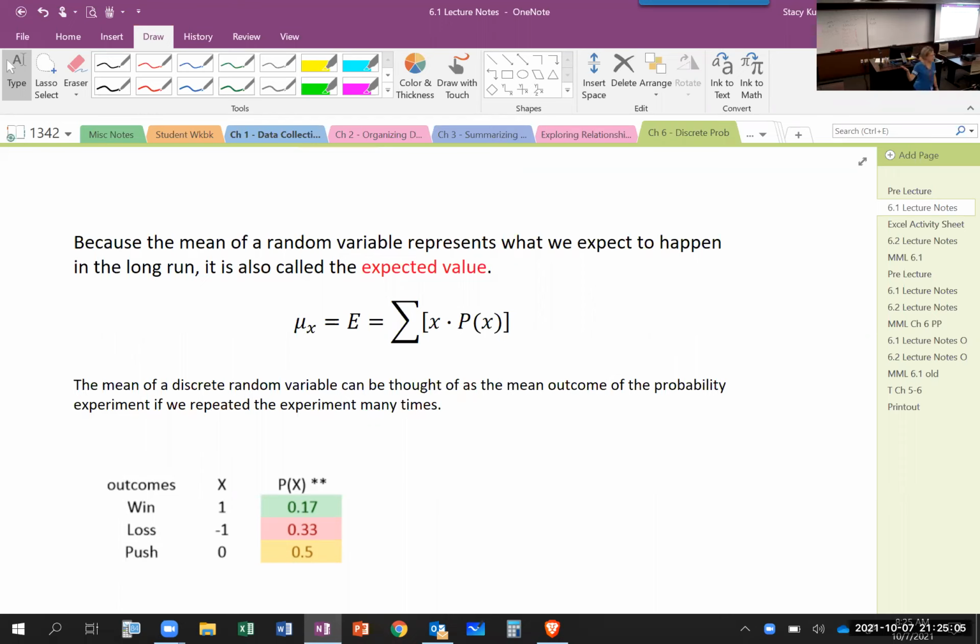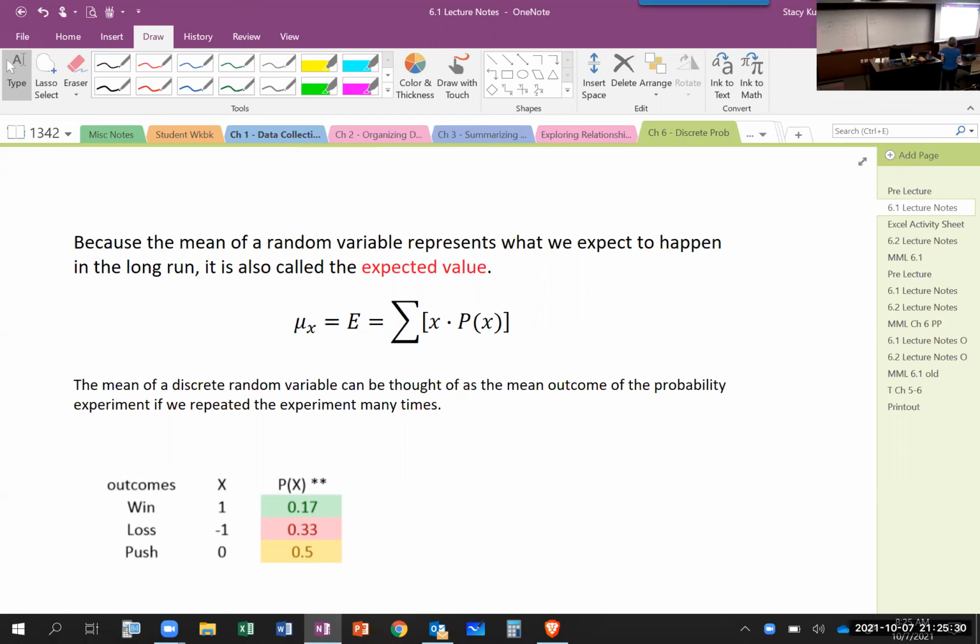Yes? If I played the game 10 times, added up what I won and what I lost, divided it by 10, I would have an average winning for the 10 times I played. That's what the expected value is talking about. It's the average, the mean of our random variable and what we expect to happen in the long run. It's called our expected value.